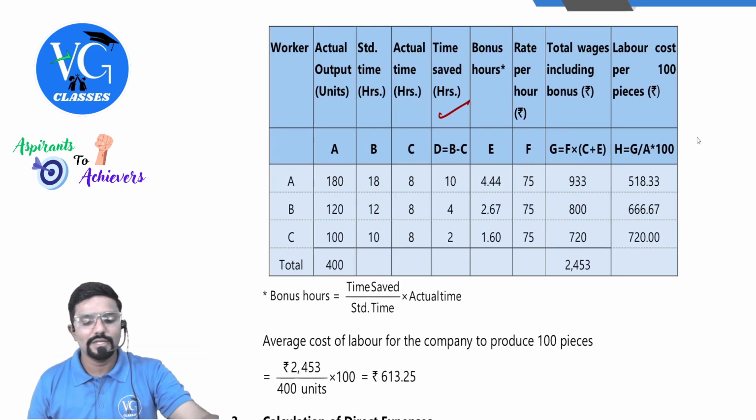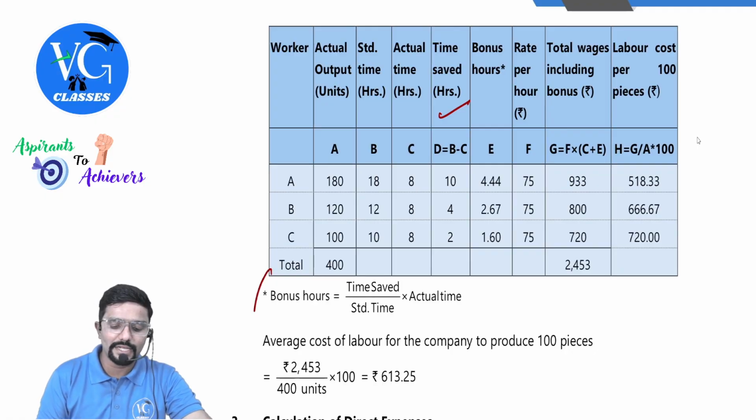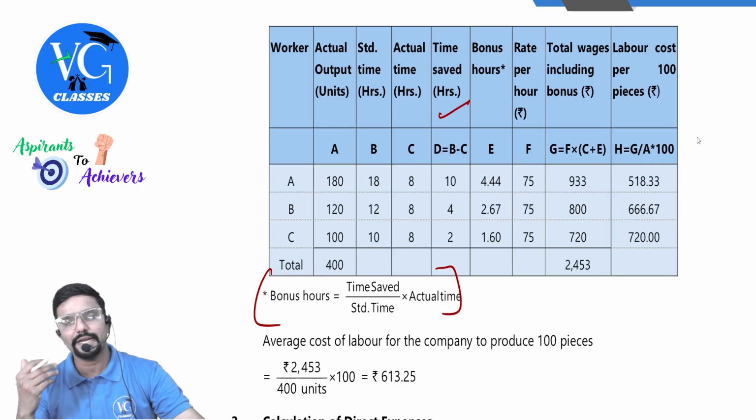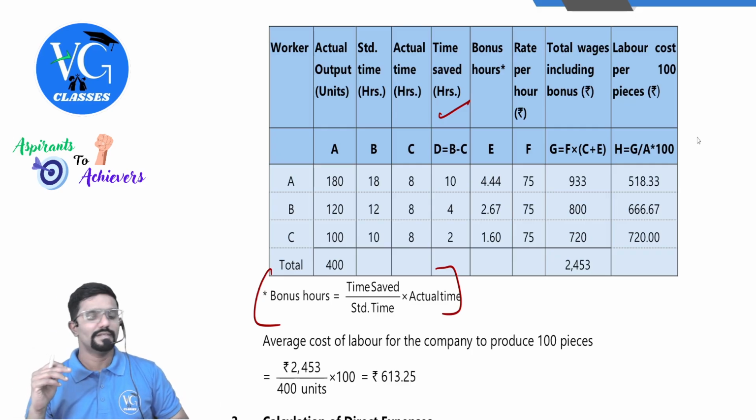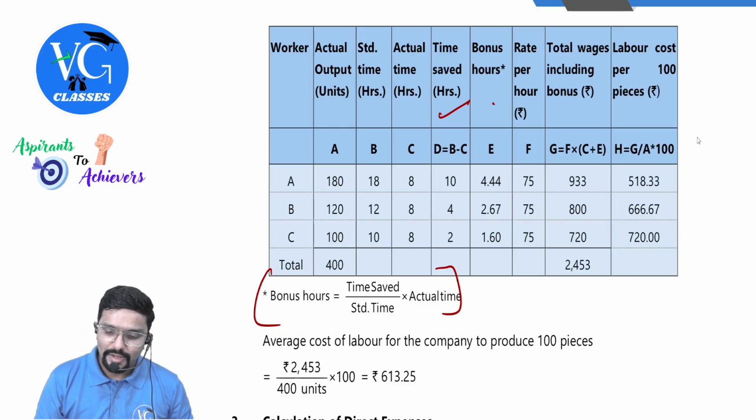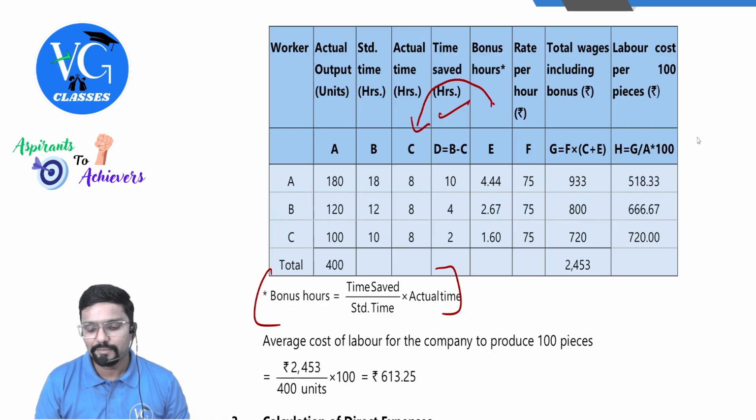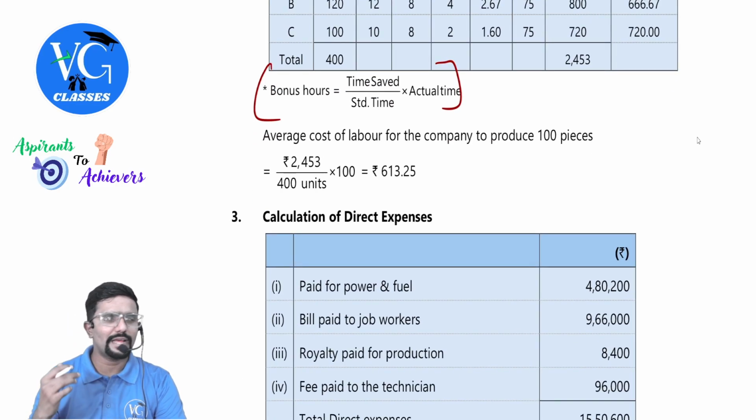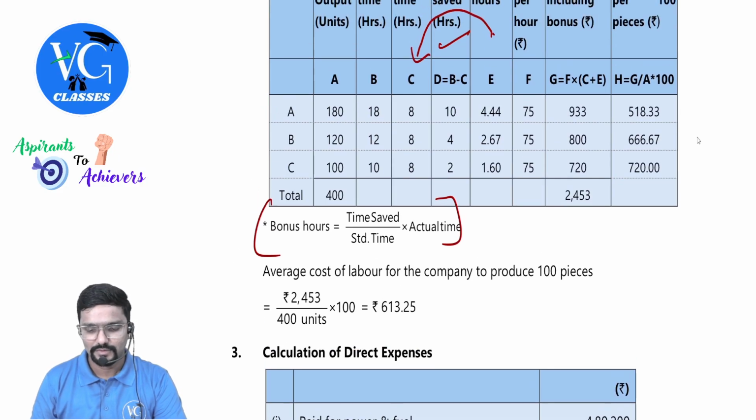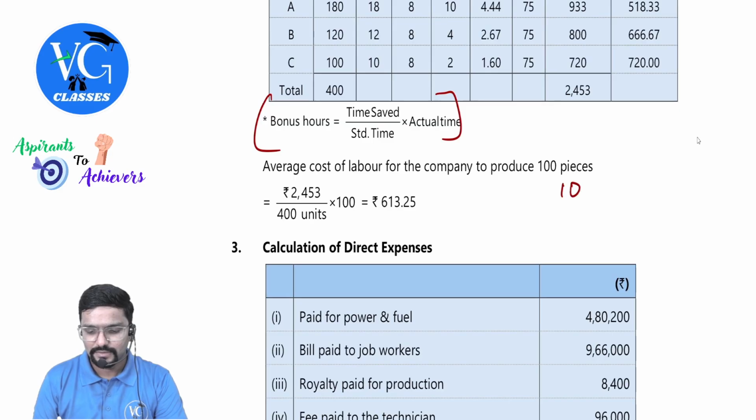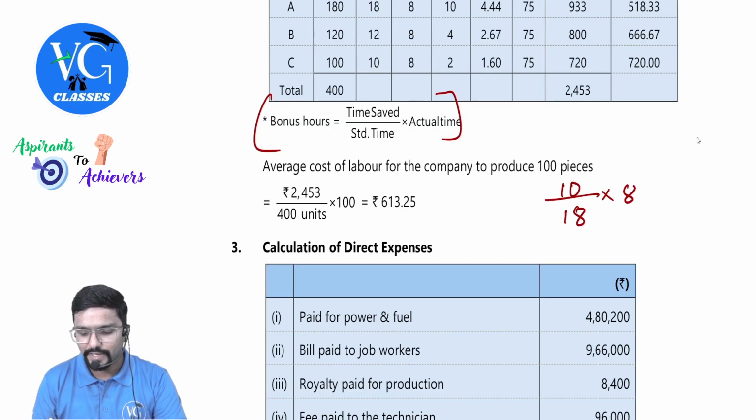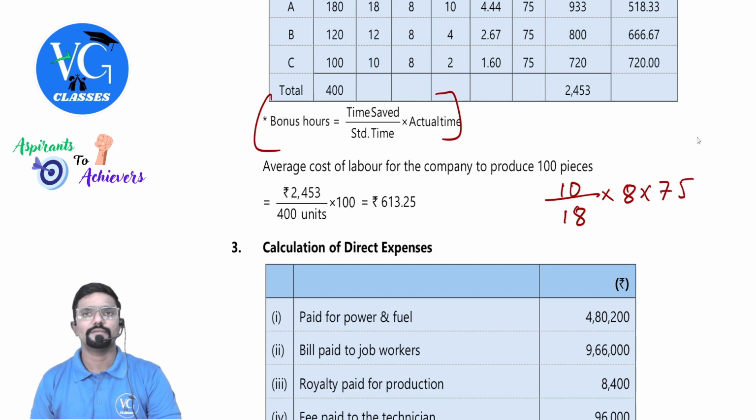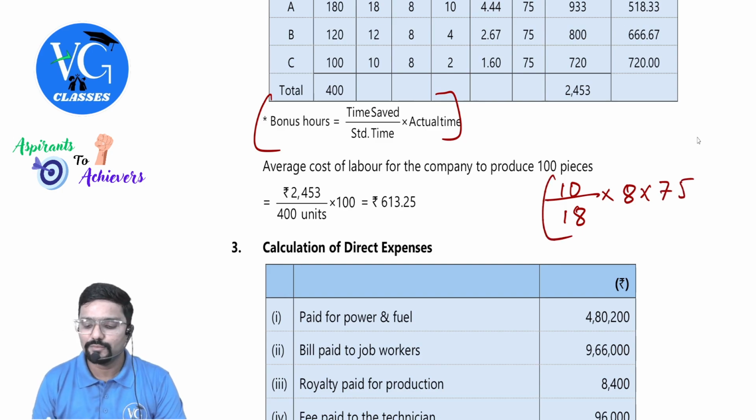Bonus hours, guys. How did they calculate? Time saved divided by standard time into actual time. Then they will add bonus hours with actual time taken and multiply with the hourly rate. No, sir, I am not comfortable. I will do the usual calculation. For example, for bonus: time saved is 10 hours divided by time allowed 18, into time taken 8, into 75. This is the bonus part.